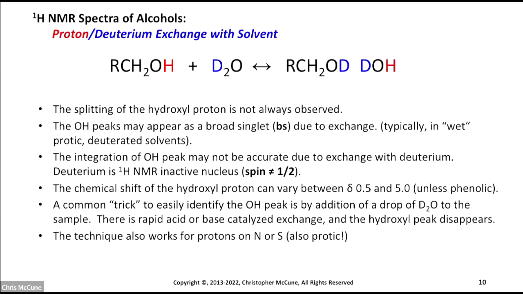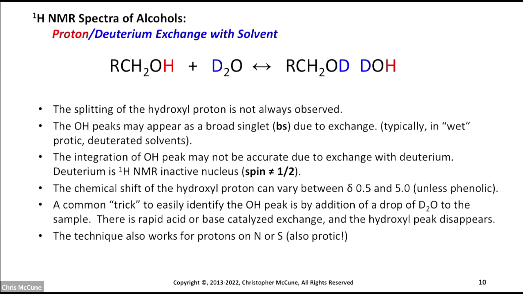Deuterium is a proton NMR inactive nucleus. Its spin is not equal to 1/2. I believe it's equal to 2 halves or 3 halves actually. So it doesn't have the right spin state of 1/2 to be impacted by the proton NMR. So it's not going to pick up. The chemical shifts of the hydroxyl group can vary. They are all over the place. Depends on a lot of things, concentration, environment, etc. So unless phenolic, you might see it closer to 10, 11, 9, 8.